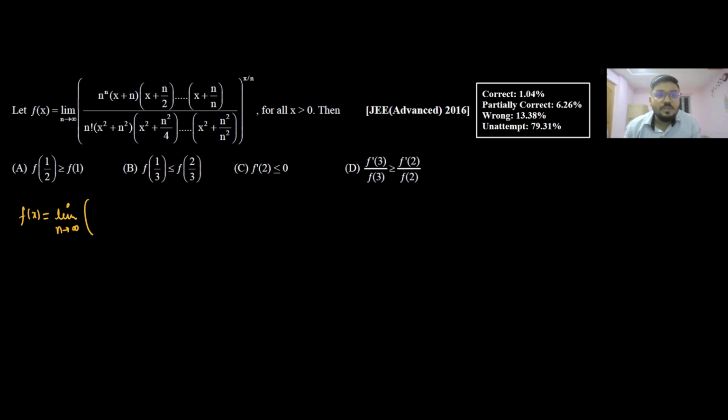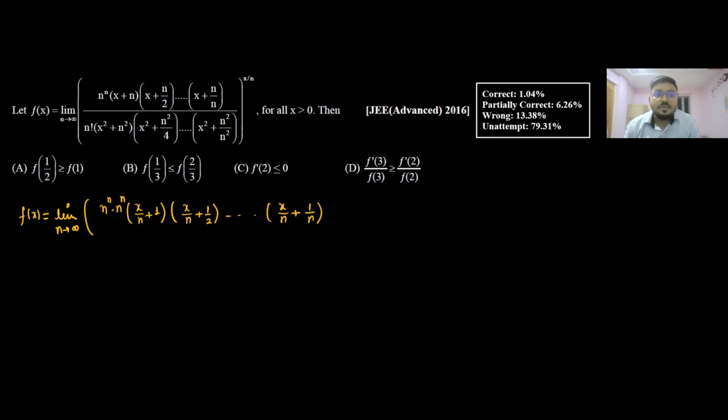So here, in the numerator we have n to the power n. Then for all these terms, if I take n common from all the factors, what I'll be having is n common. We are left with x by n plus 1, then x by n plus 1 by 2, and so on till x by n plus 1 by n. Since we have taken n common from each of the factors, and we have n factors, n raised to the power n is the common thing.